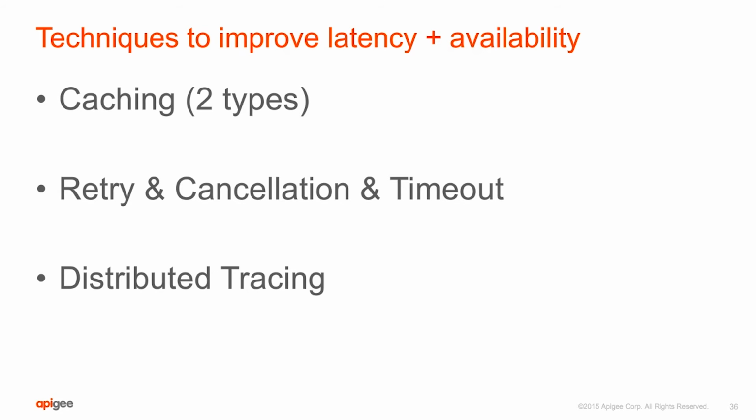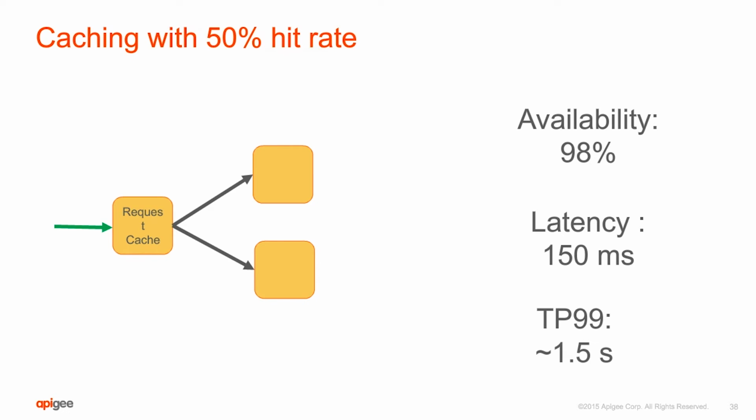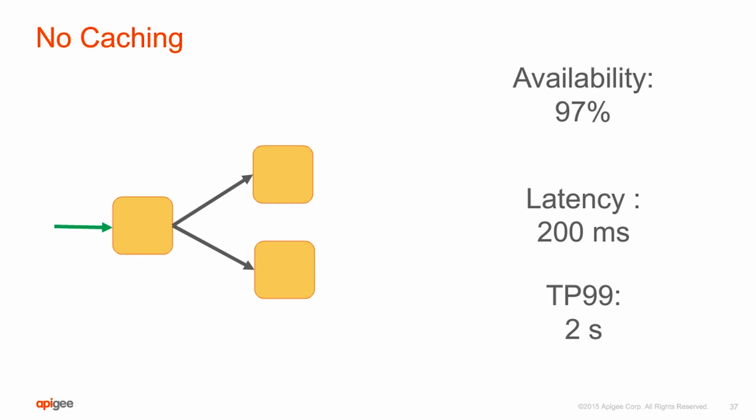Let's take an example, caching, in a simple request cache. Let's say, for example, the first service is caching the 2 other services' calls that it's making in parallel. I got the slides mixed up. In the scenario that there is no caching, your availability is going to be 97%, your latency is 2 milliseconds, and your TP99 is 2 seconds. This is not good, especially your TP99.